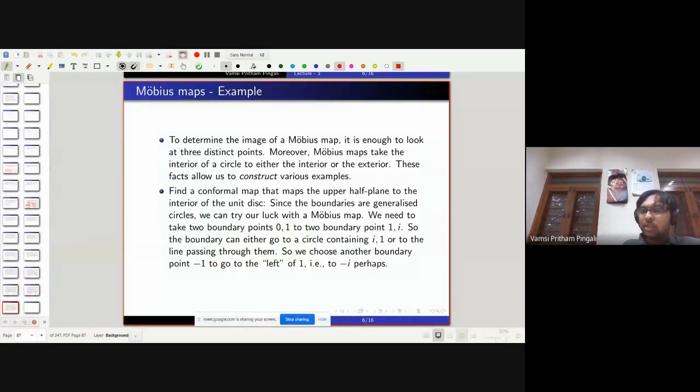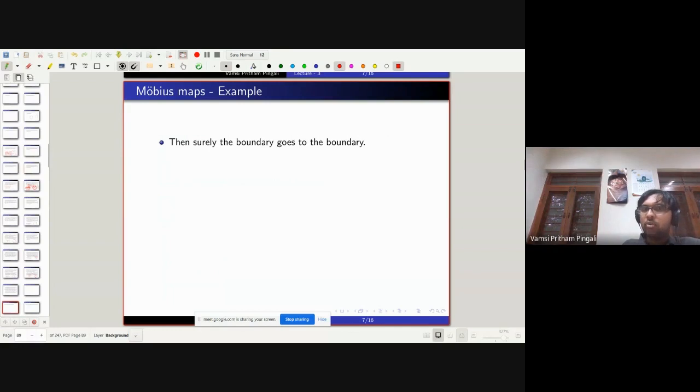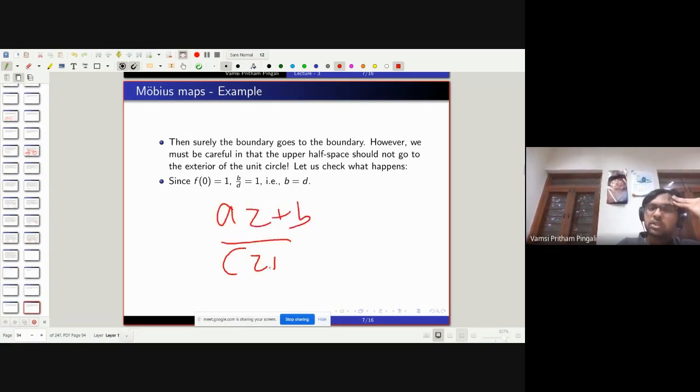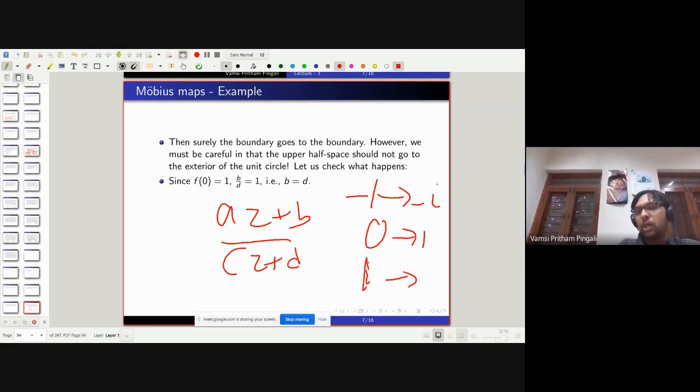Right. So let's check whether this works. Surely the boundary goes to the boundary. However, we must be careful that the upper half space should not go to the exterior of the unit circle. If you found the wrong map, simply compose it with z goes to 1 by z. Nonetheless, let us check what kind of a map we end up getting. Since f of z is az plus b over cz plus d, what did we demand? That minus 1 went to minus i, 0 went to 1, and 1 went to i. So f of 0 is 1, so that means b over d is 1, so b equals d.